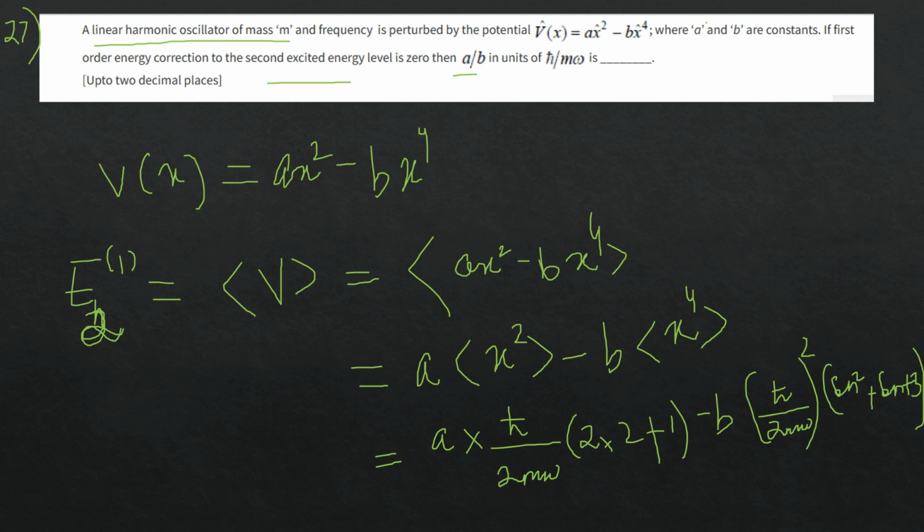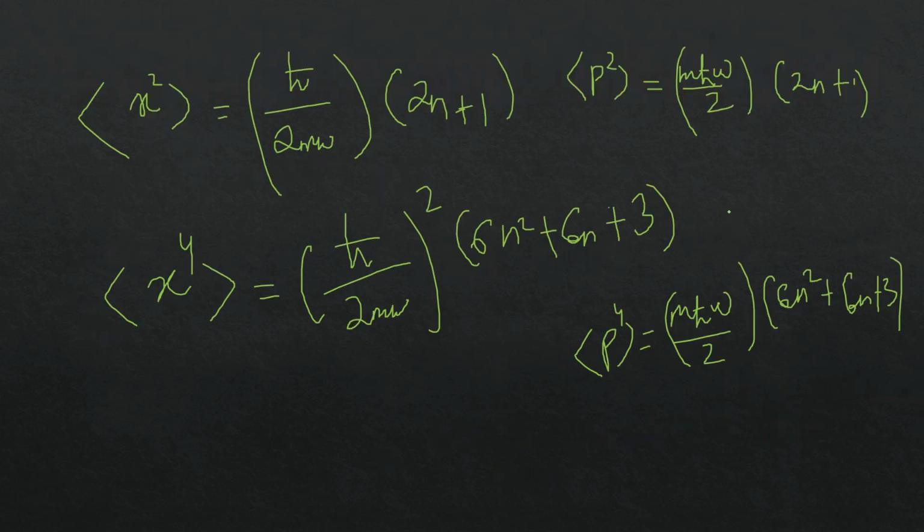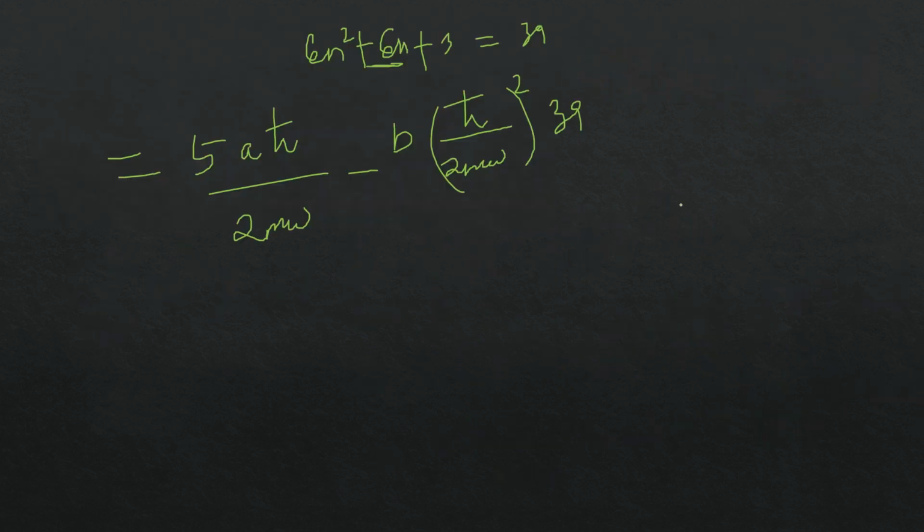Right. So what is the question? The question is, the first order correction to the second excited state is 0. So this is actually equal to 0, given in the question. So what will I do? I'll equate it to 0.